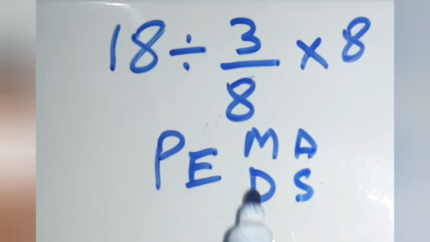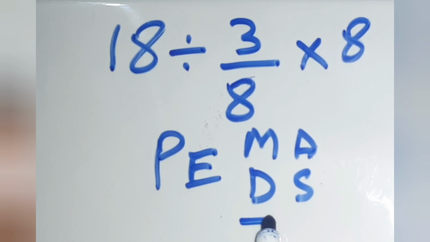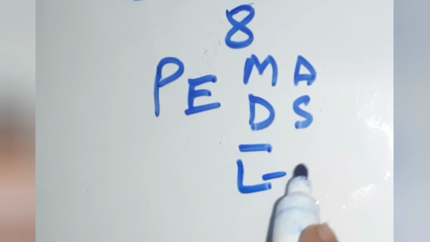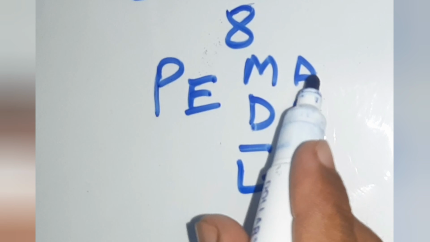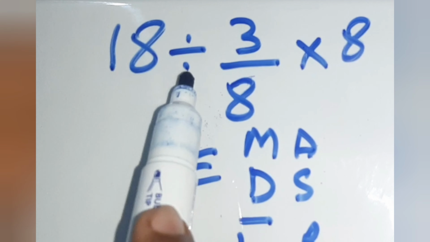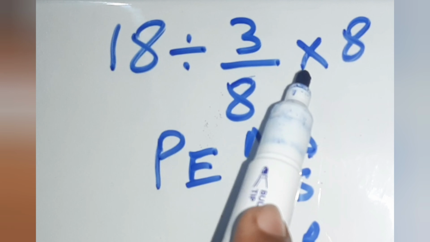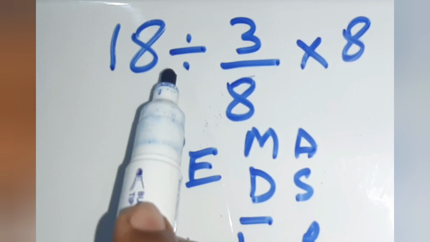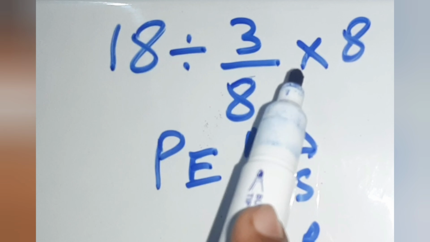And remember that multiplication and division have equal priority. Work from left to right, same as addition and subtraction. In this expression, there are only two symbols: one is division and the other is multiplication. So first we solve division, then multiplication.